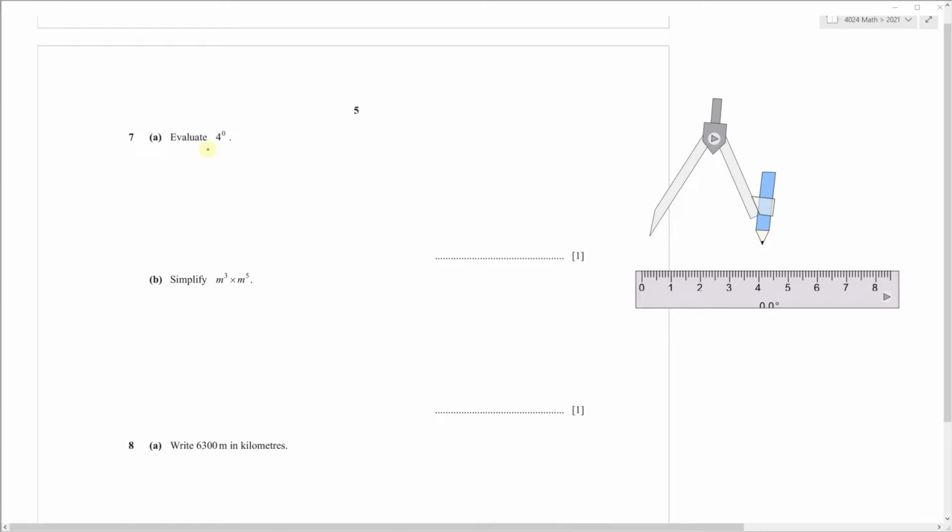Question number 7, part A is evaluate 4 power 0. You know that anything power 0 is 1, so your answer here will be 1. Part B is simplify m power 3 multiply by m power 5. So the base is the same, which is variable m, so the powers will be added since you are multiplying the two. So m power 3 plus 5, which is m power 8.